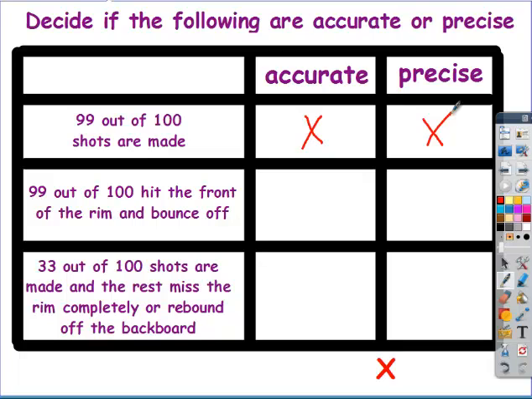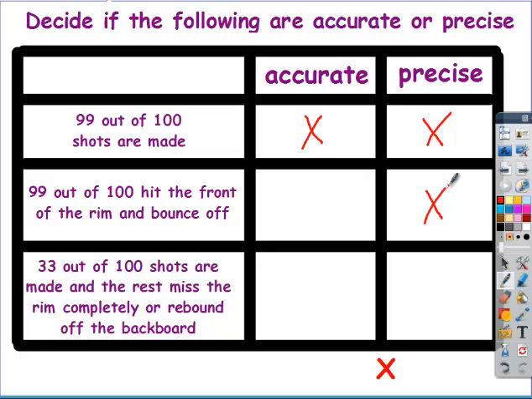If 99 out of 100 shots hit the front of the rim and bounce off, again, assuming our aim is to make a basket, they're not very accurate. They only made one of them, but they are very precise. If they just change one little thing, then they could probably make 99 out of 100.